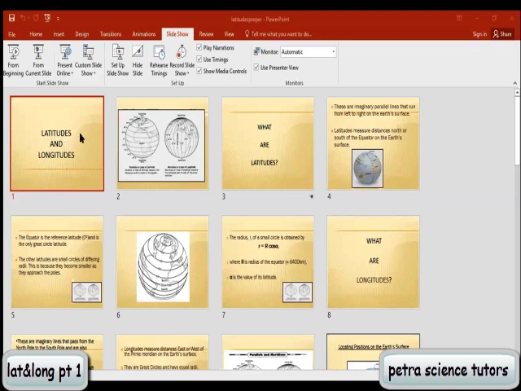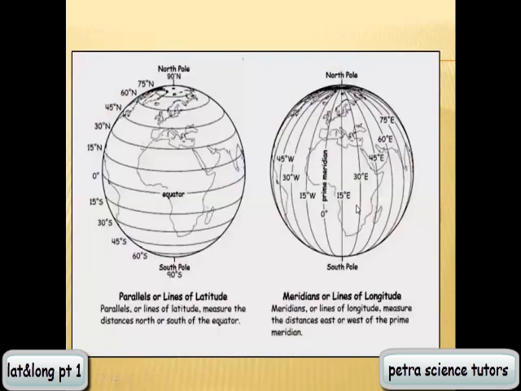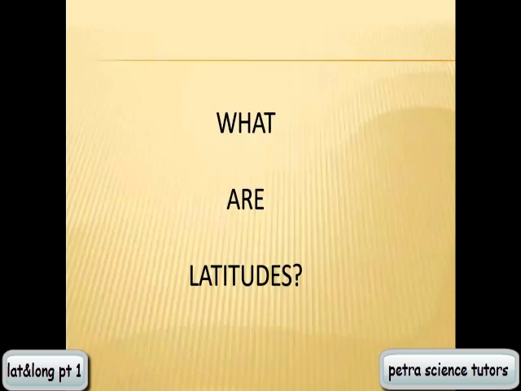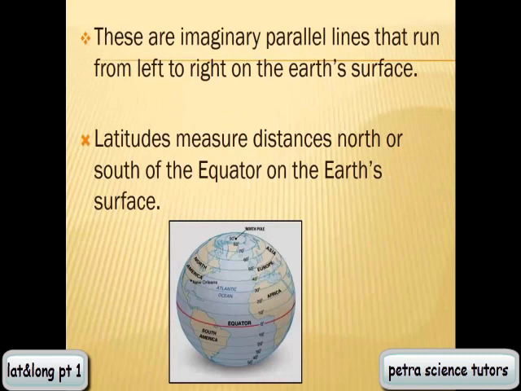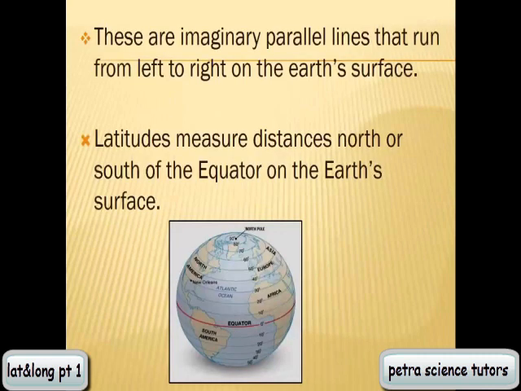Now, what are latitudes and longitudes? Okay. Now, what are latitudes? These are imaginary parallel lines that run from left to right on the Earth's surface.